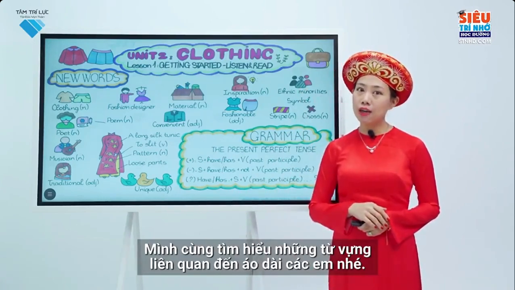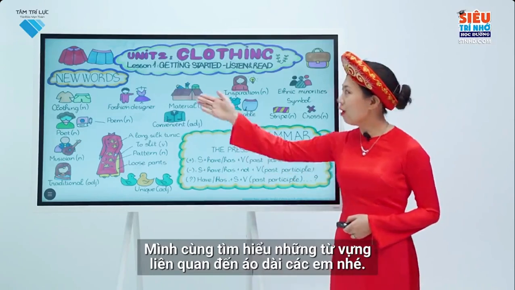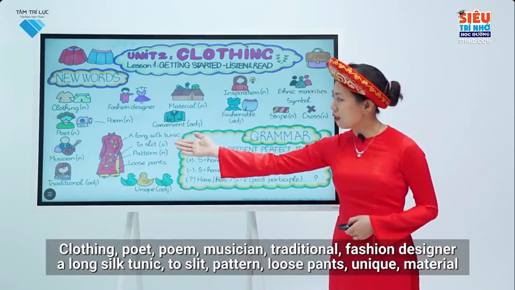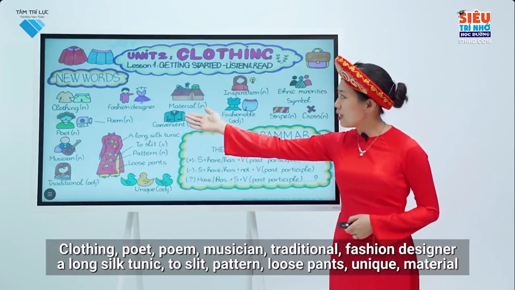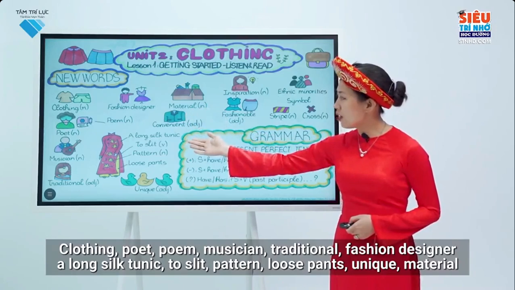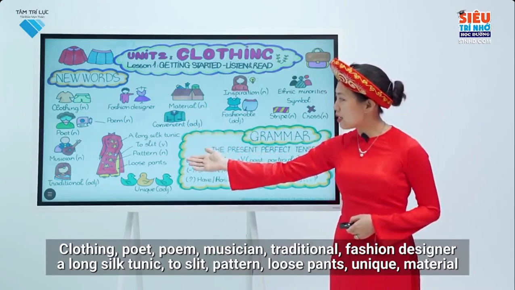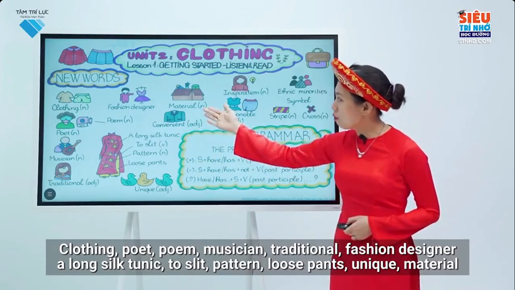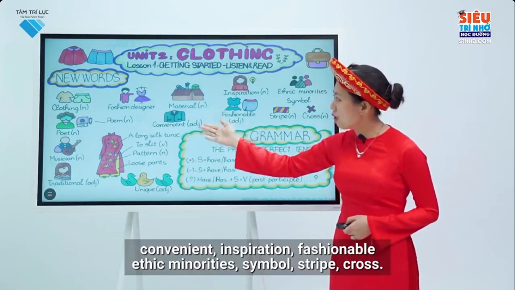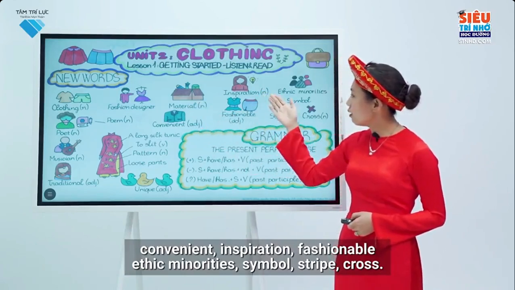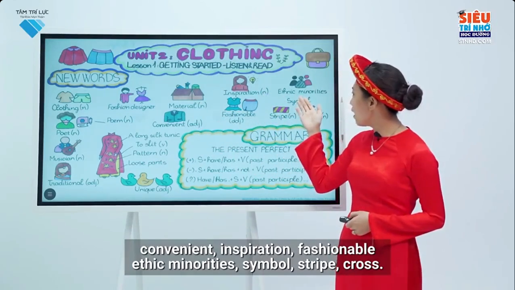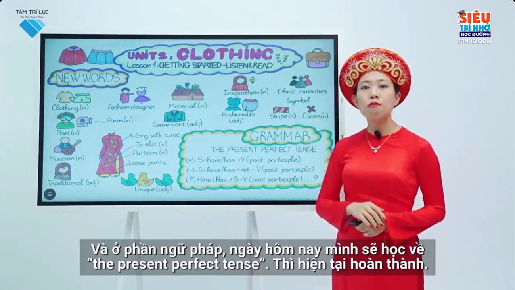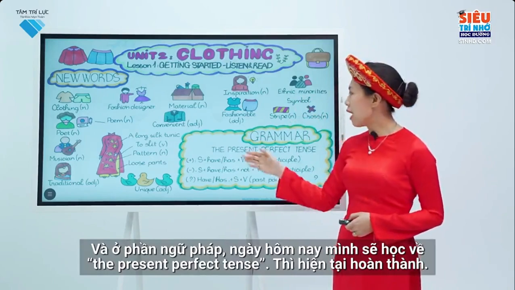Let's learn about the vocabulary related to the Áo Dài. Clothing, poet, poem, musician, traditional, fashion designer, a long silk tunic, to split, pattern, loose pants, unique, material, convenient, inspiration, fashionable, ethnic minorities, symbol, stripe, cross. And in grammar today we will learn about the present perfect tense.